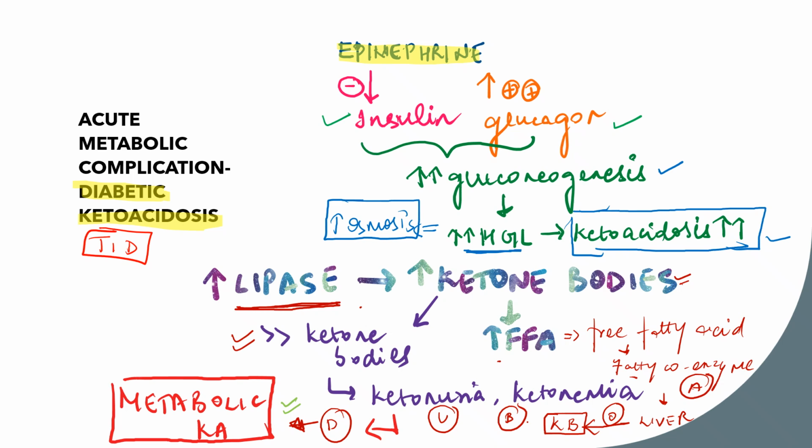So what happens if we treat diabetic ketoacidosis? Even if we treat the diabetic ketoacidosis, say there is no more diabetic ketoacidosis due to treatment, then also the patient will develop hypoglycemia. So without treatment, diabetic ketoacidosis is the most common complication. With treatment, hypoglycemia is the next common complication.